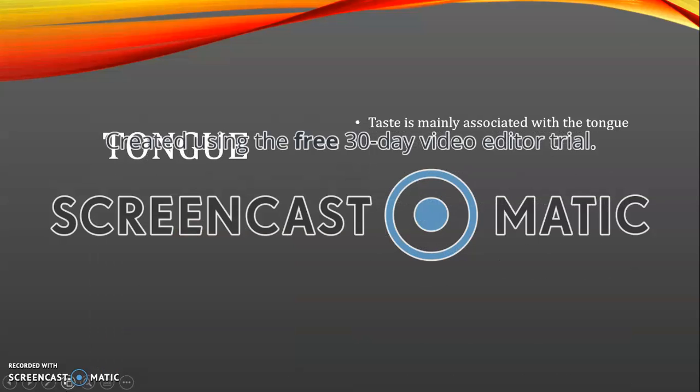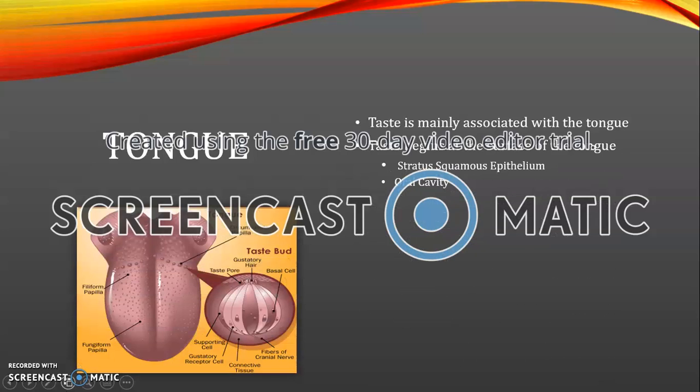Alright, now taste is mainly associated with the tongue. Taste begins at the surface of the tongue, and the tongue is actually lined by a layer known as the stratified squamous epithelium, which actually also lines the oral cavity. Now, on the surface, there are also raised bumps that are goblet-shaped, and they are called papillae. There are actually 3 types: circumvallate, foliate, and fungiform.